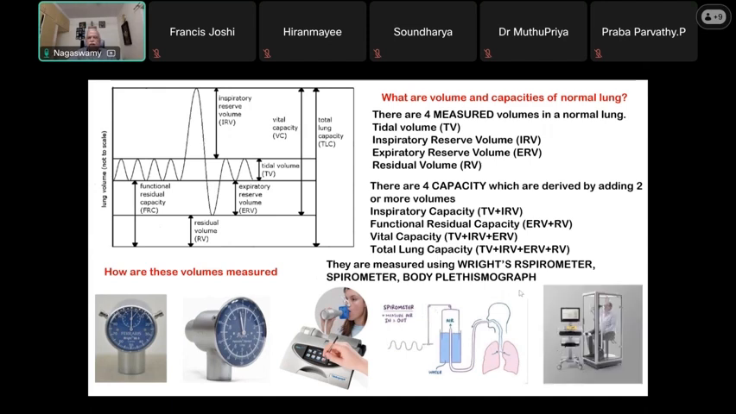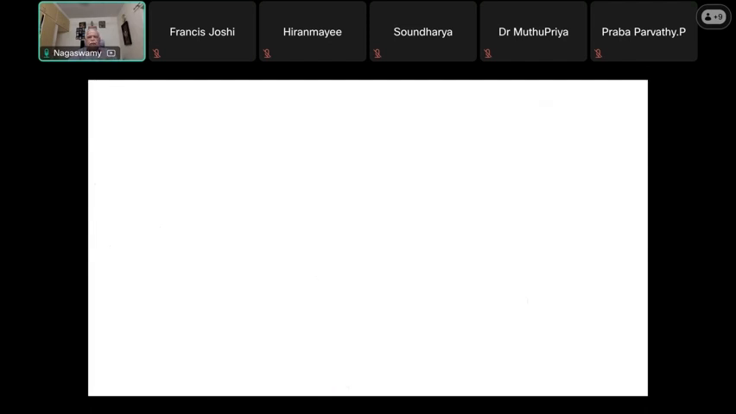And this is the last one which is given here. Body plethysmograph. Okay. This is the one which you can use to find out the functional residual capacity, as you will be seeing in the subsequent slides. So these are all the common instruments that are used in the measurement of the various volumes and capacities. Okay.